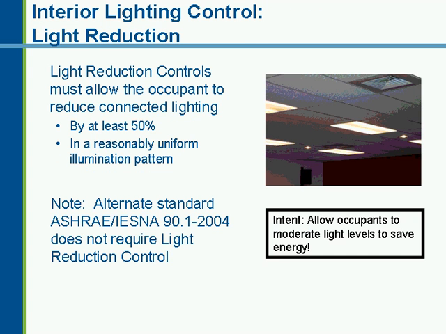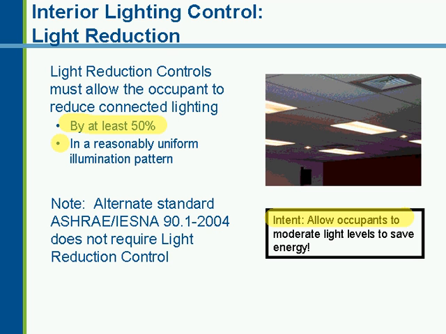So a little more on interior lighting control. There's another major requirement for light reduction, and you may know this as bilevel switching. It's a similar requirement, just the name has been changed. Essentially, it requires that the occupants be able to reduce the connected lighting, and they must be able to reduce it by at least 50%, and it must be done in some reasonably uniform pattern. And there are different ways to comply with this, which we'll show you.